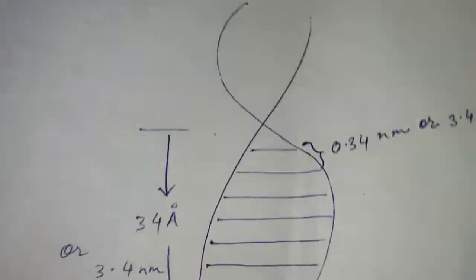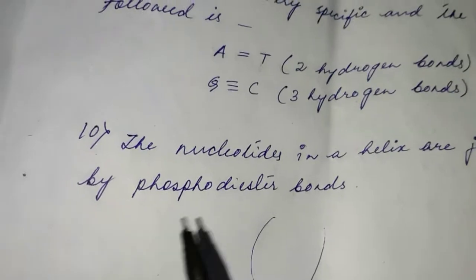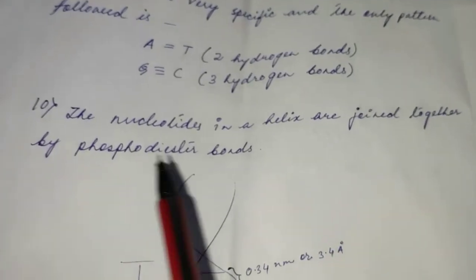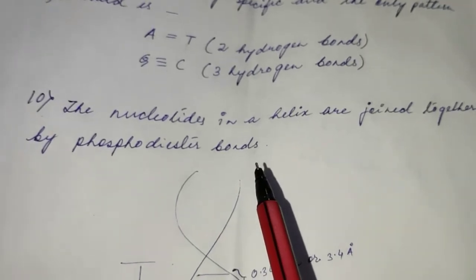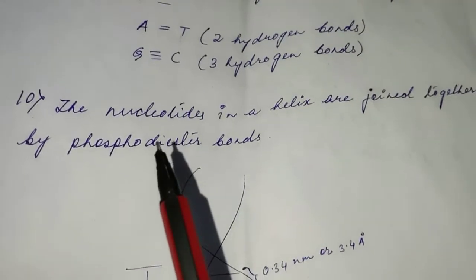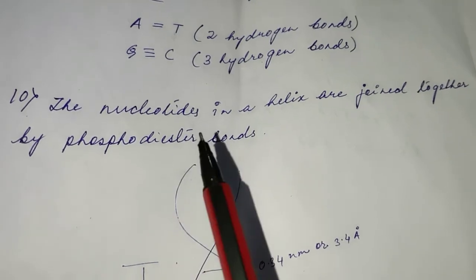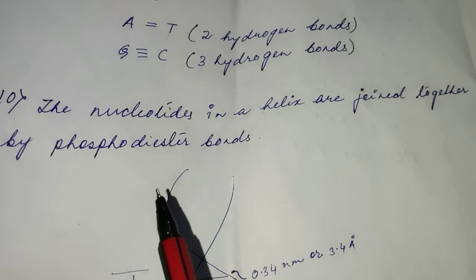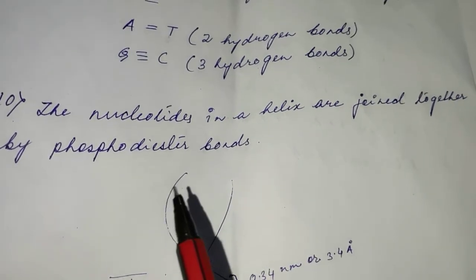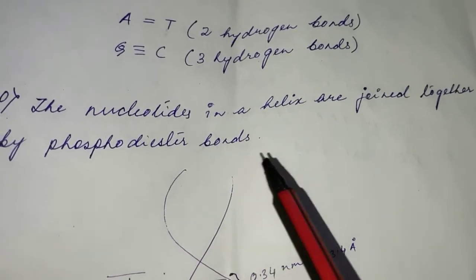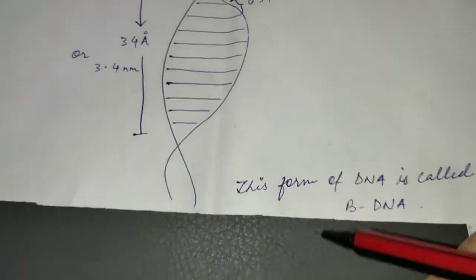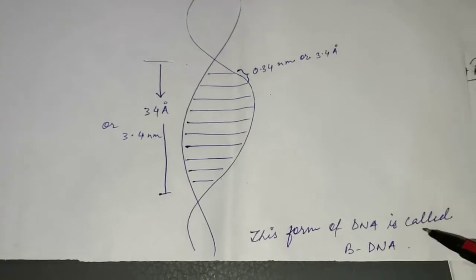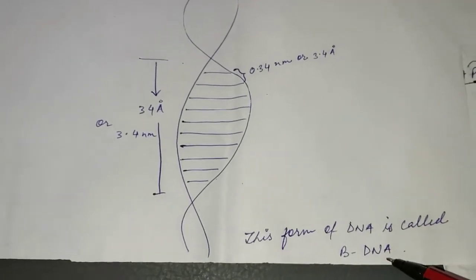And last point, the nucleotides in a helix are joined together by phosphodiester bonds. I have mentioned already. So in a helix, the nucleotides are joined together by phosphodiester bonds. So 2 nucleotides are joined together by a phosphodiester bond. So this form of DNA, this structure, is called B-DNA.